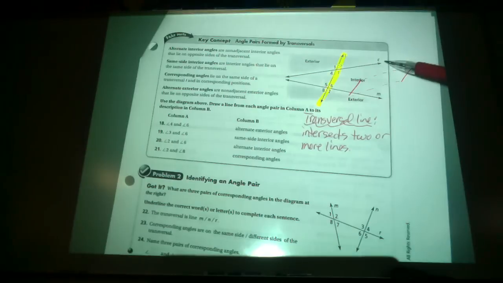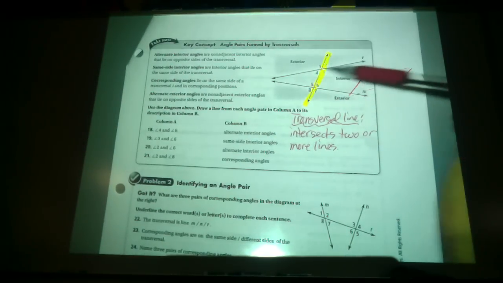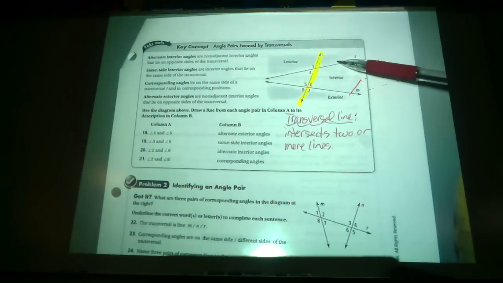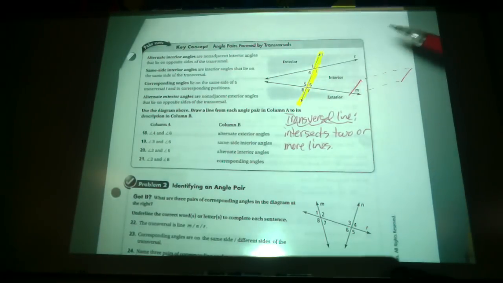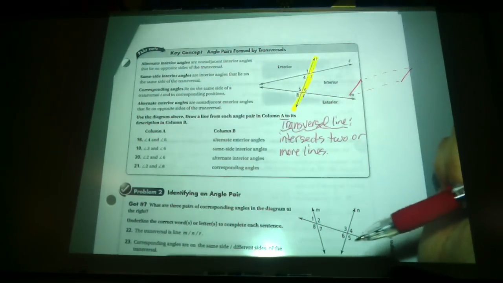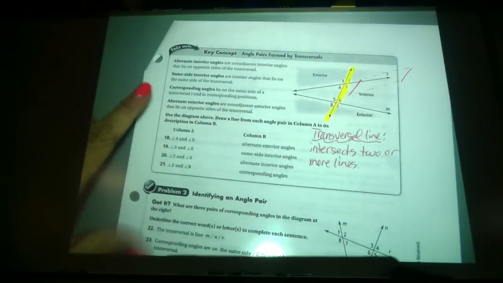lines. So line L and line M are not transversals because this only intersects, well, technically this intersects 2, doesn't it? Why? Isn't it going to eventually intersect M? Okay, so I could argue that all of these are transversals, but for our purposes here, you're going to look at T being the one transversal. That is T, right? All right, so then we've got some definitions.